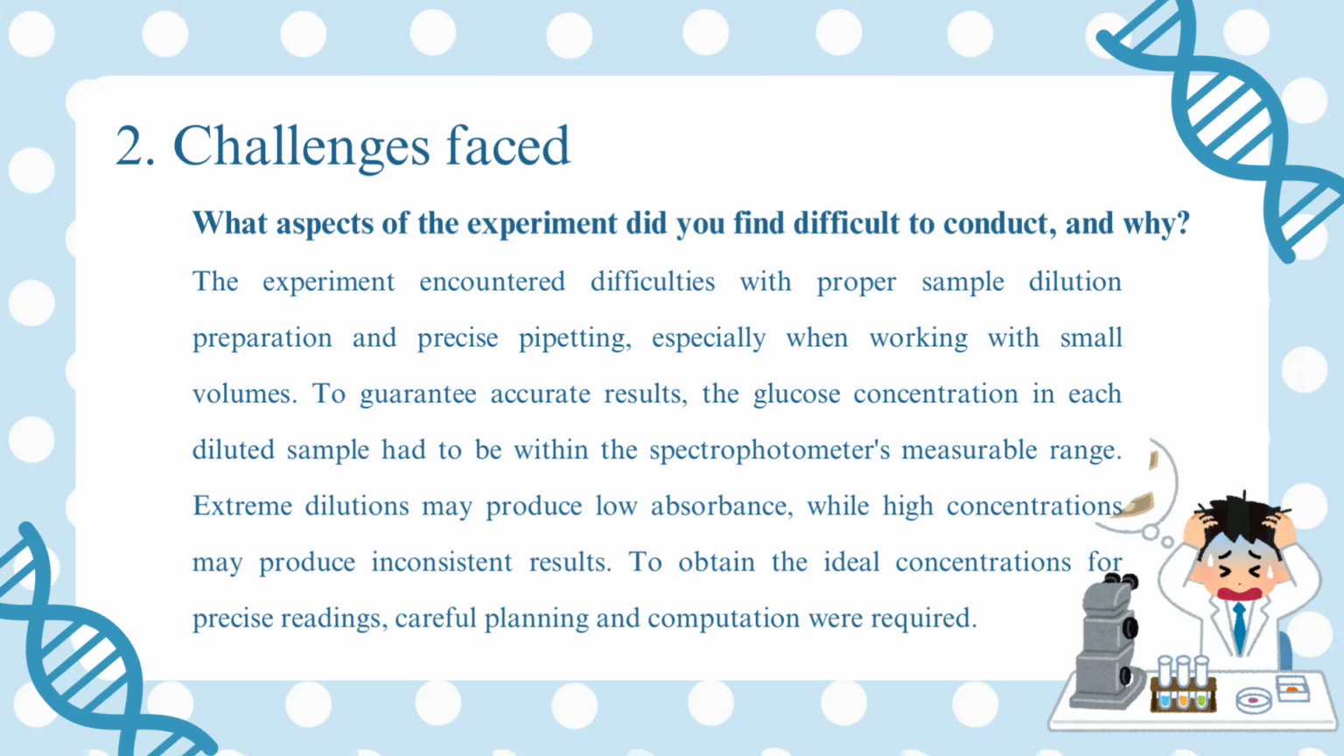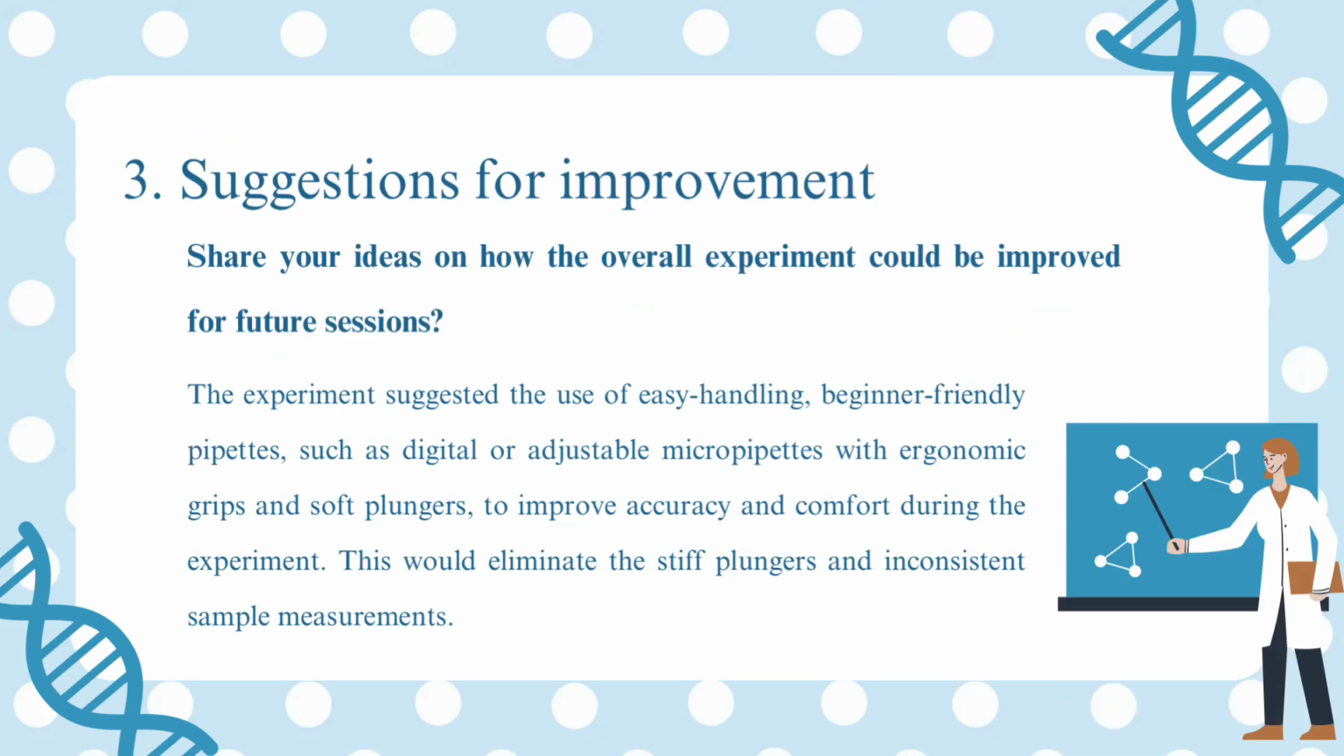Challenge phase. The experiment encountered difficulties with proper sample dilution preparation and precise pipetting, especially when working with small volumes. To guarantee accurate results, the glucose concentration in each diluted sample had to be within the spectrophotometer measurable range. Extreme dilution may produce low absorbance, while high concentration may produce inconsistent results. To obtain the ideal concentration for precise reading, careful planning and computation were required.